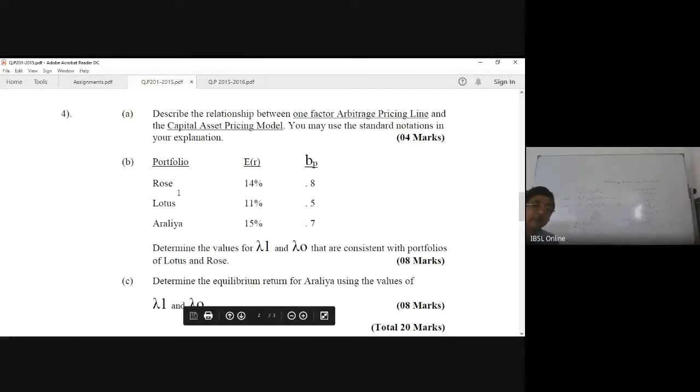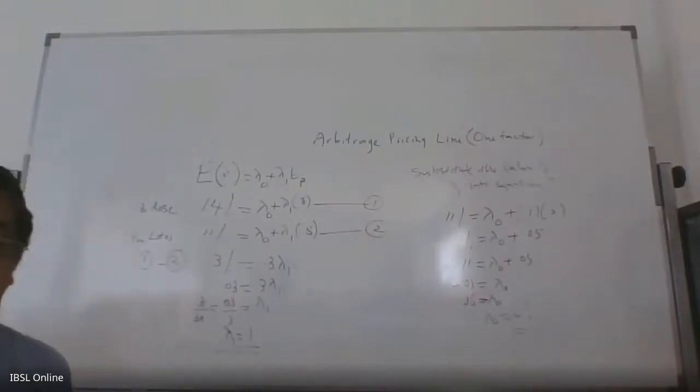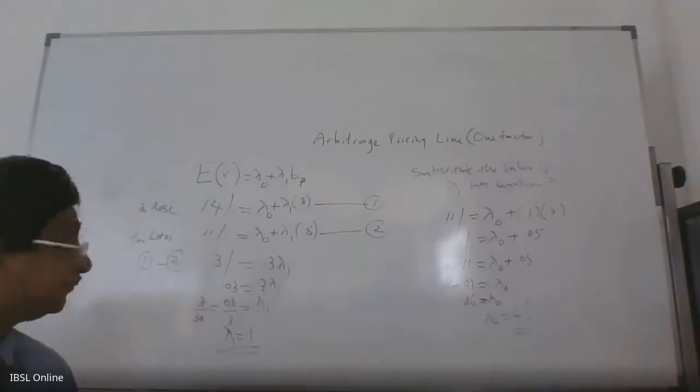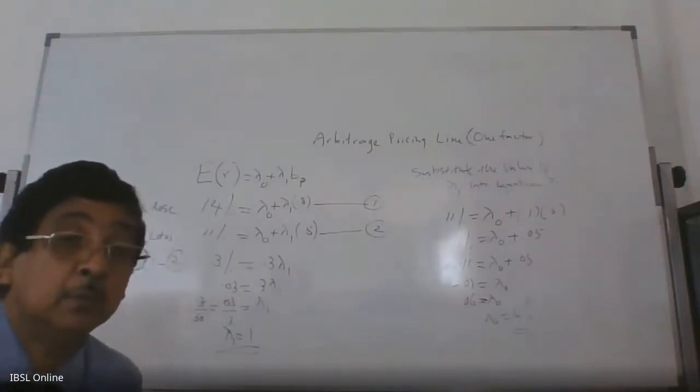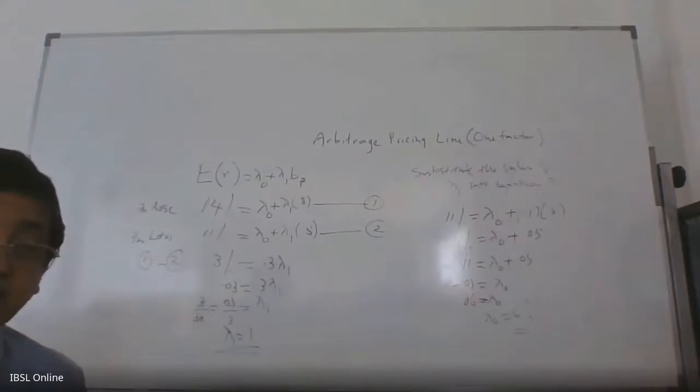Then what we did was we applied these values to that equation. Here the ER is given and BP is given. So I put these values into the equations, and I can show you the way it has been done. Now you just look at this. These are the two equations. This is the equation that we call the arbitrage pricing line equation. ER is equal to lambda 0 plus lambda 1 BP.